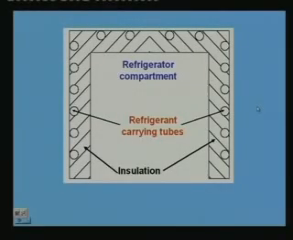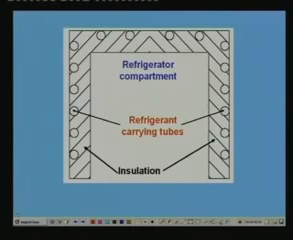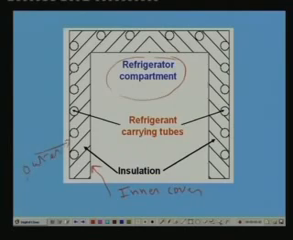This picture shows a typical plate surface type of condenser used in a domestic refrigerator. You can see here that this is the refrigerator compartment where the food products are stored. This is the inner cover, normally made of plastic, and this is the outer cover, normally made of metal. The space between the inner and outer cover is filled with insulation, normally polyurethane foam, to reduce the heat leak from the outside to the refrigeration compartment.